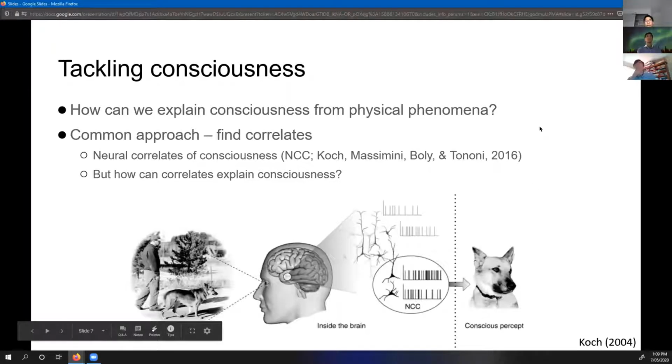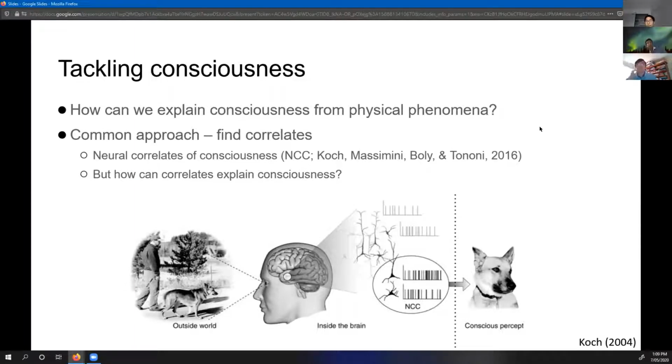So the basic problem which IIT is trying to tackle is explaining consciousness from physical interactions. Historically, the previous approaches in linking physical interaction to conscious experiences is finding correlates. So if someone reports seeing redness, then we just try to correlate to some sort of neural activity. But as we all know, we can't really explain much using just correlates. So we need some sort of grounded theory to explain how consciousness can arise from physical interactions.